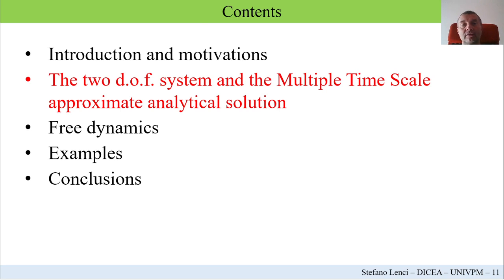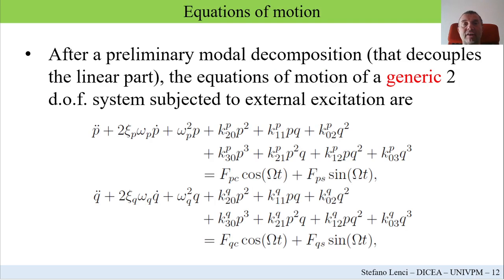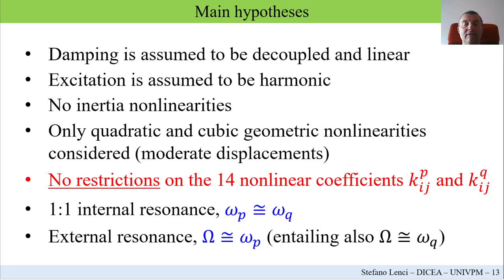Let's go to our mechanical system. After a preliminary modal decomposition that decouples the linear part, the equations of motion for a generic, arbitrary 2 degrees of freedom system subjected to an external excitation are the ones reported here. You see that we have generic geometric nonlinearities up to the third order, of course. We limit to the third order, but up to the third order we have all nonlinearities.